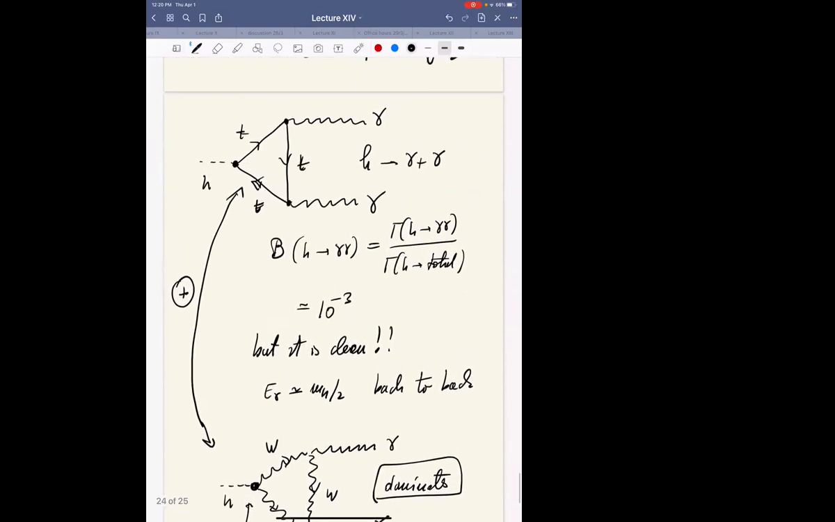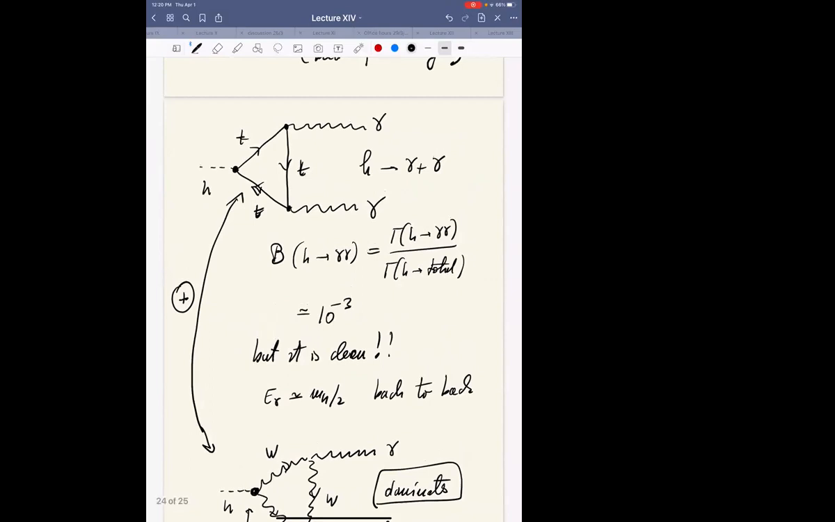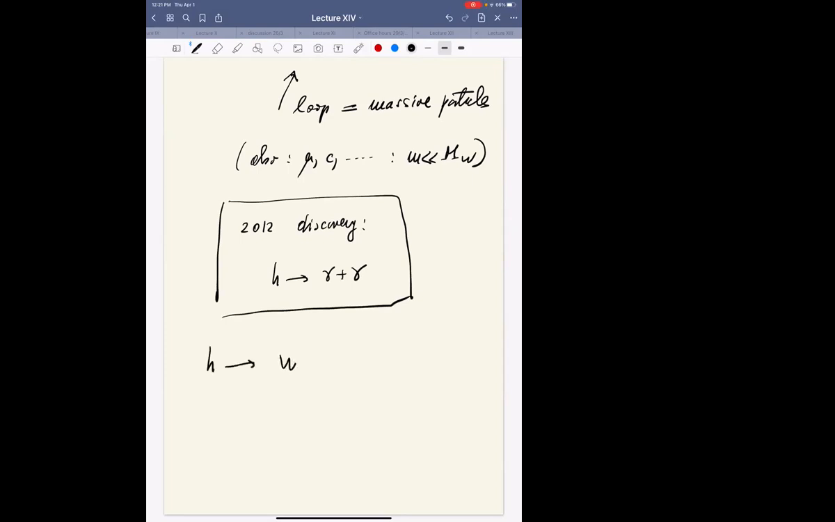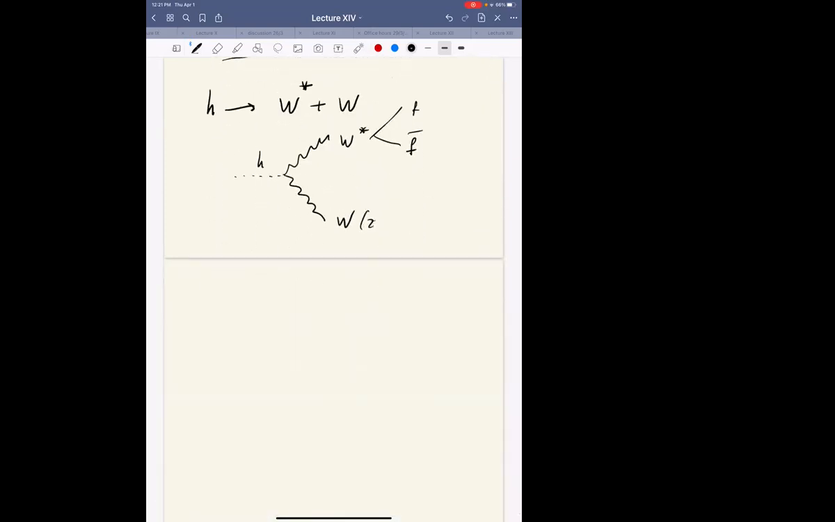Interestingly enough, what was originally seen is a very tiny branching ratio, but very clean. The discovery in 2012 is Higgs going to two gamma. Meanwhile, just to remind you, Higgs can decay into W plus W, but one has to be virtual. You cannot decay into two on-shell, but I can imagine a W star, we say, which decays immediately, it's off shell, into fermion, anti-fermion, and the real W that lives for a while. It can also be the Z boson.